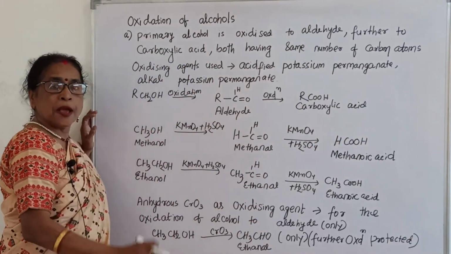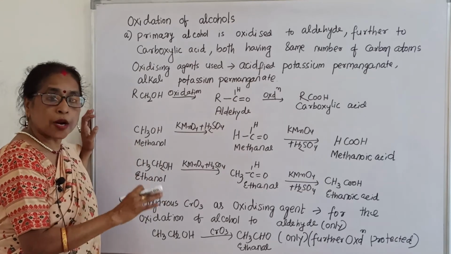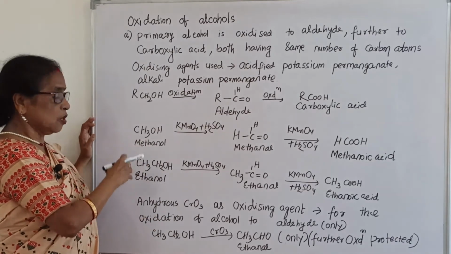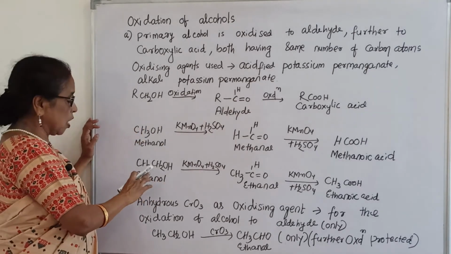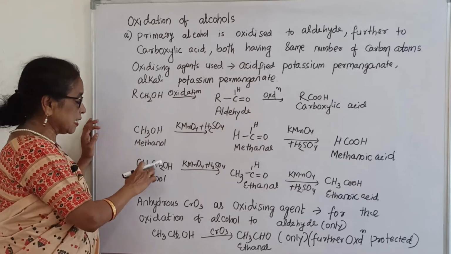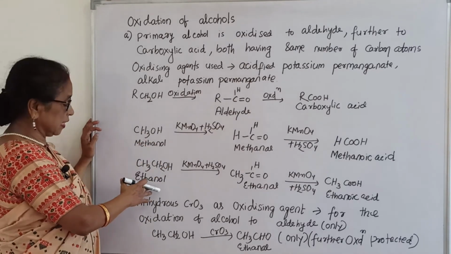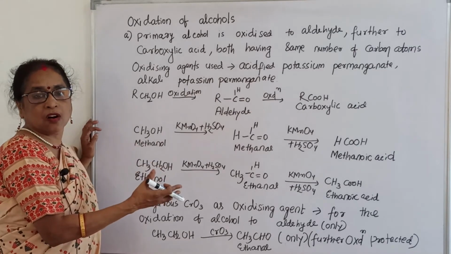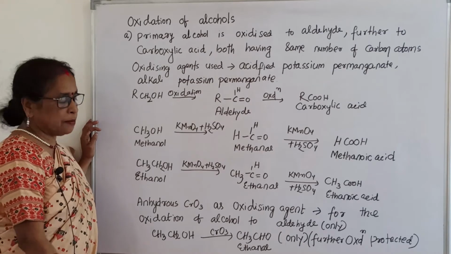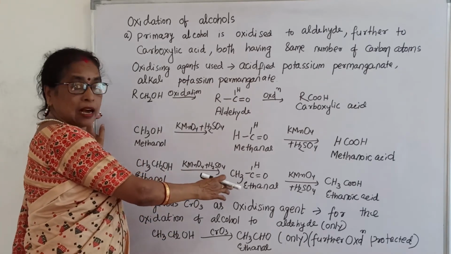HCOOH is called methanoic acid, or formic acid. I hope it is clear. Next, suppose you increase by one carbon, that is ethanol. What is the formula of ethanol? CH3CH2OH. What is the common name of this ethanol? Ethyl alcohol. When treated with acidified potassium permanganate, what is the corresponding aldehyde?